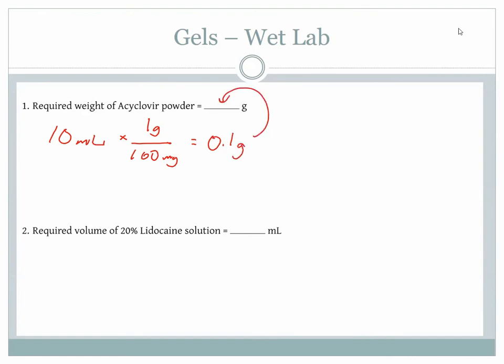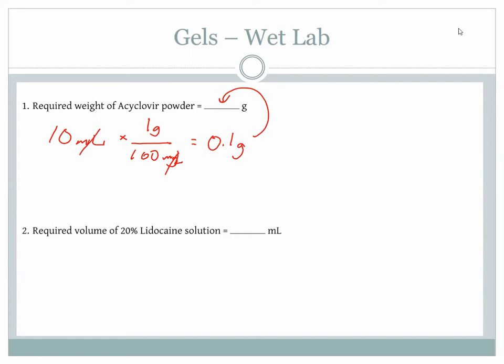Did you get 0.1 grams? Keeping our units careful: 10 milliliters times 1 gram over 100 milliliters, and we get 0.1 grams. Okay, that should be pretty straightforward. Now let's calculate the lidocaine.